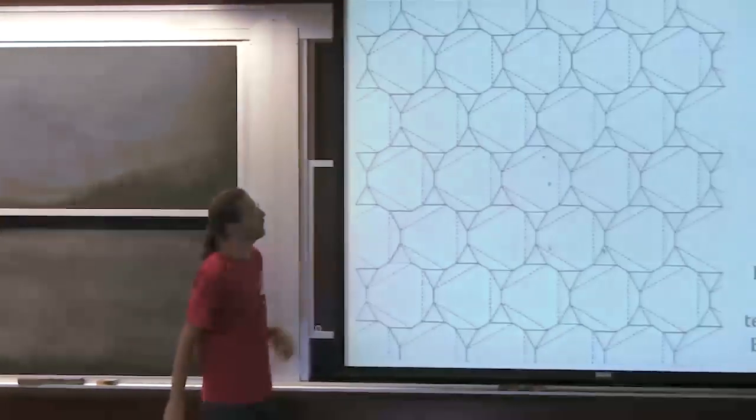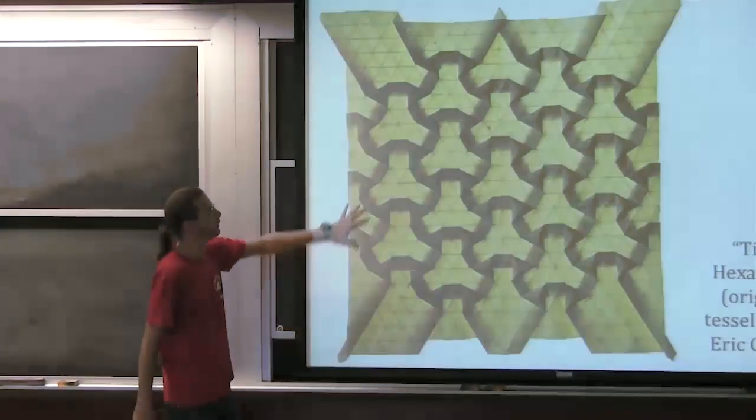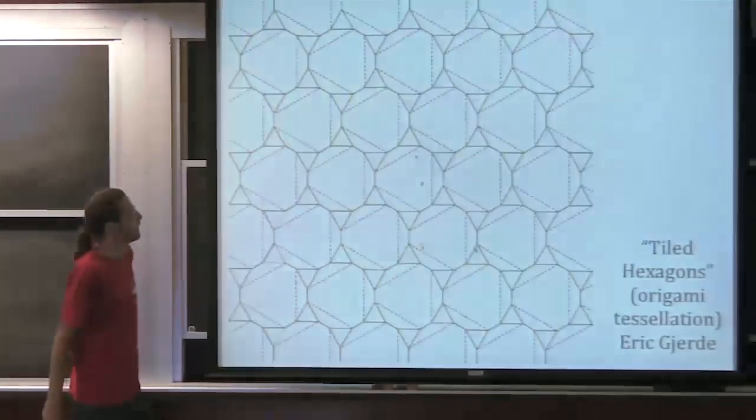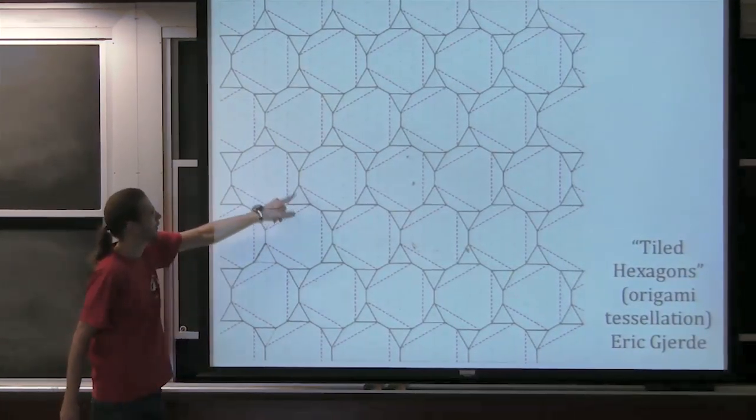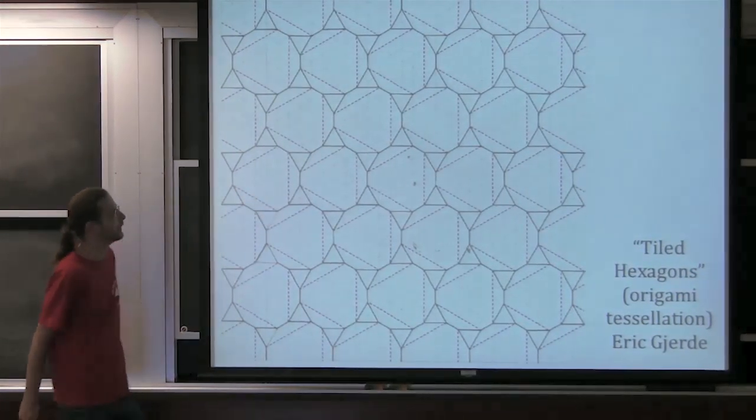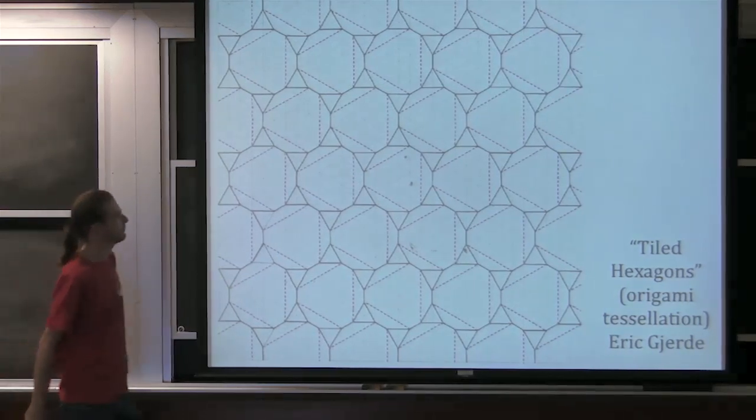This is the crease pattern, to give you an idea for this guy. It's also periodic. This is a triangular twist. You can kind of recognize that, but it's very cool.